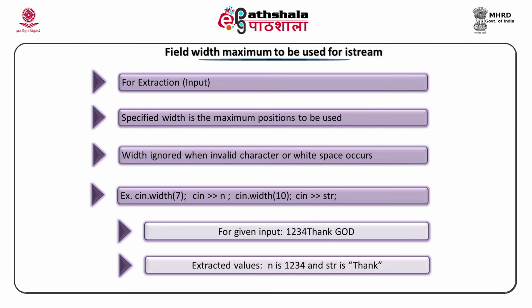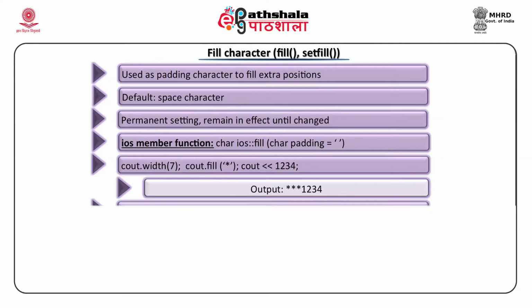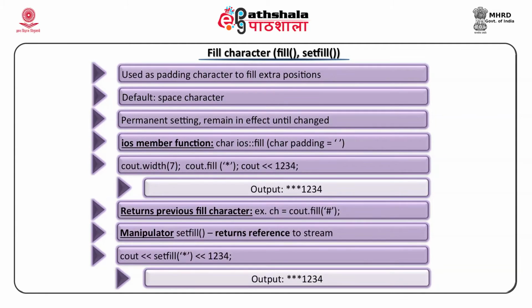Now, let us see fill character. Fill character is actually used when we have some extra positions in the output. How to fill those positions? Usually when writing a check, the check amount, if you have marked, is written with the leading asterisk. The extra spaces are given by asterisks. Such things we can achieve using fill member function or setfill manipulator. The default is space character, as we have seen, and another difference as compared to width.